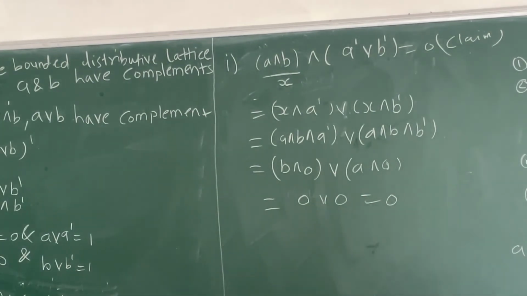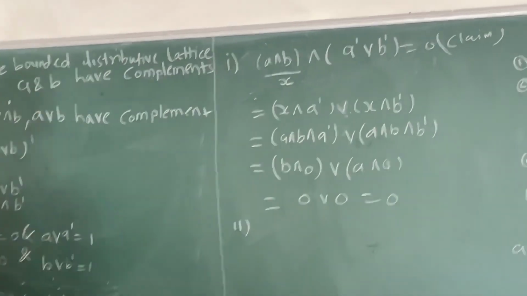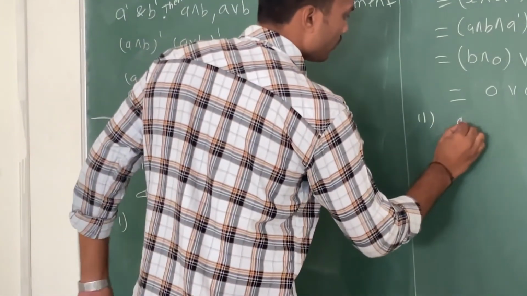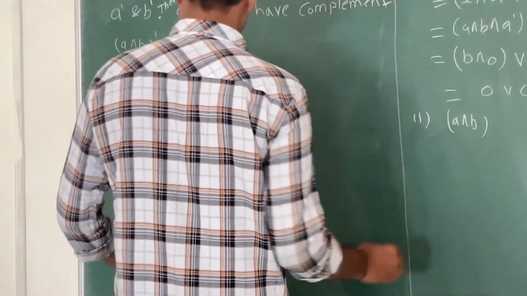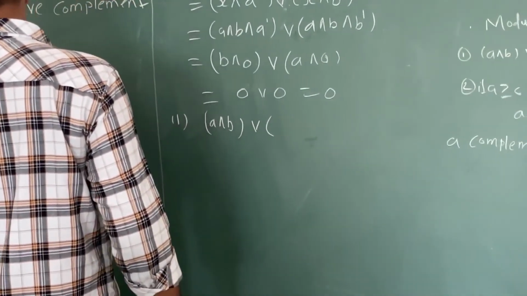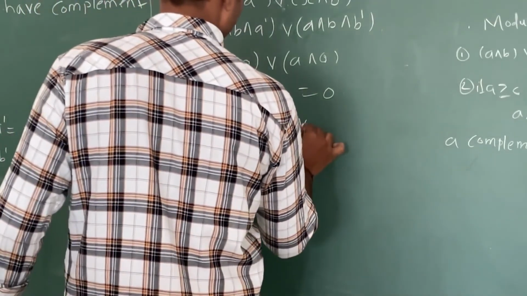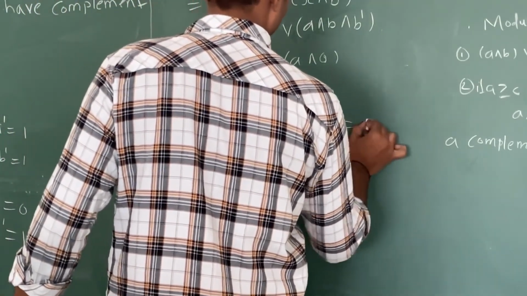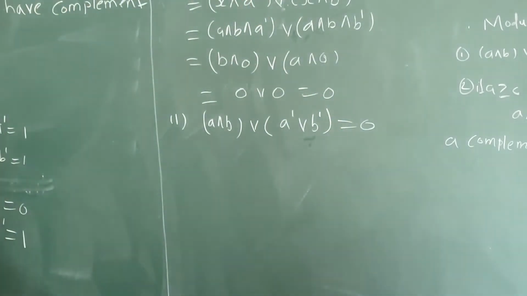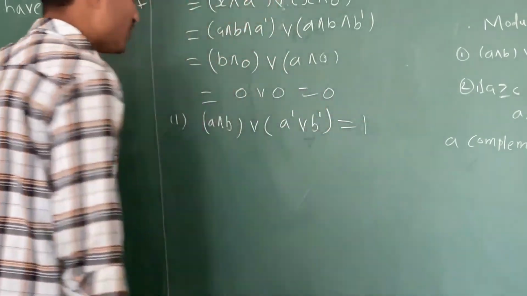Now we will proceed to the second. What is the second property? A meet B, join with A prime join B prime. This we have to prove is equal to 1. This is our claim. Yes, 1. This we have to prove.